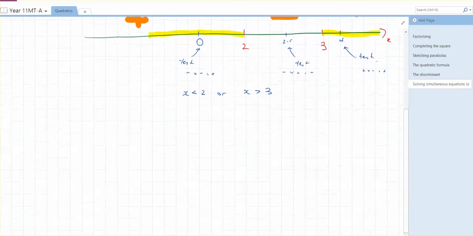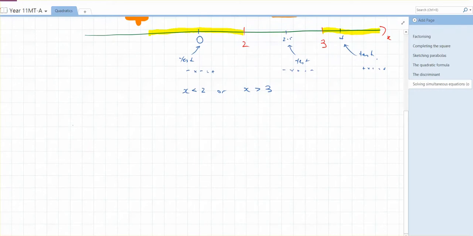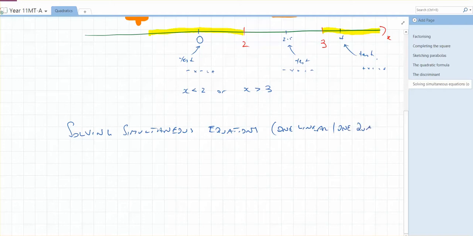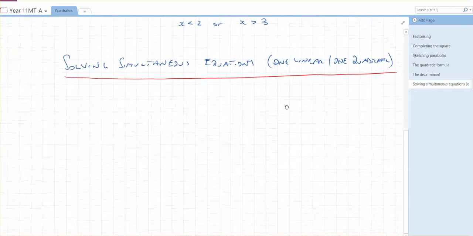Okay, moving on to the next section then, and that is solving simultaneous equations, which is not new work for us, but what is new is where we've got one linear equation and one quadratic equation. Okay, so let's just check out what the story is with this. Remember, when we solve simultaneous equations, we are finding the point of intersection.